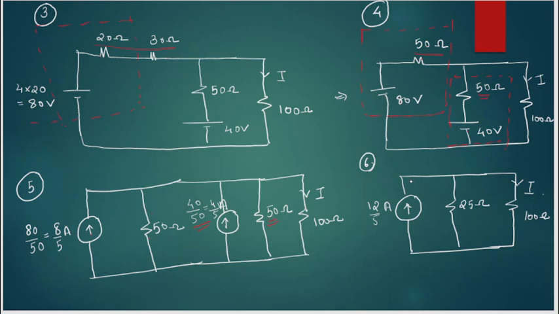Okay, in the next figure, here there are two current sources in parallel, we can add those two, 8 by 5 plus 4 by 5, that is we get 12 by 5, and here there are two equal resistors of 50 ohm in parallel. So the equivalent resistance of these two equal resistors will be 50 by 2, that is 25 ohms. Now we got the circuit. From this we can find the current I. Here we use the current division rule.